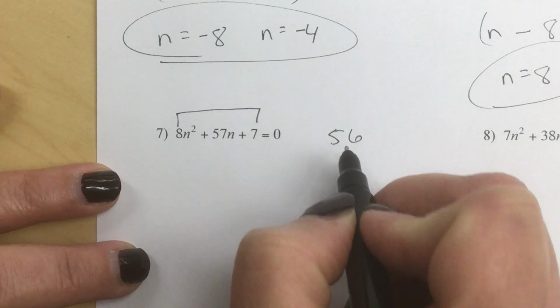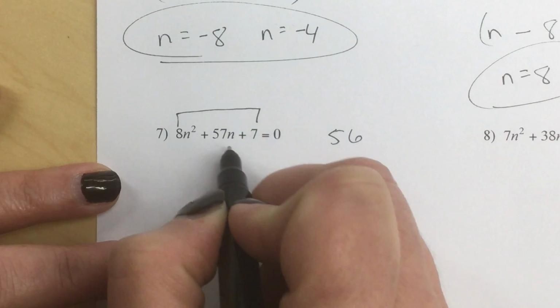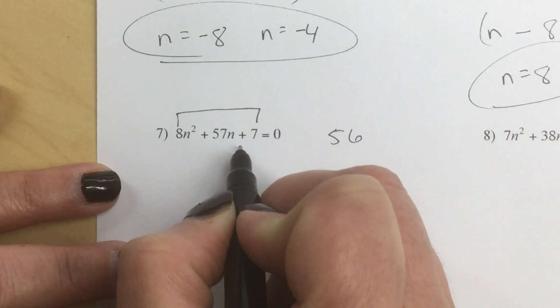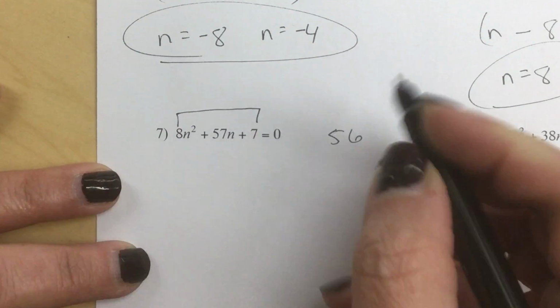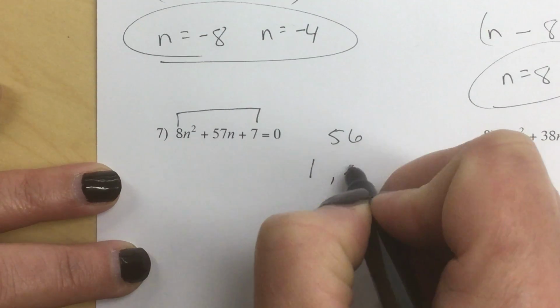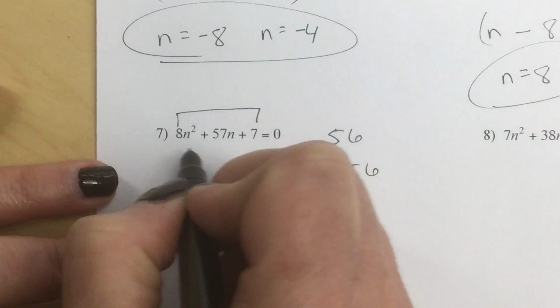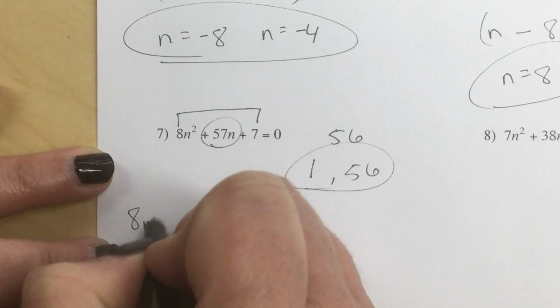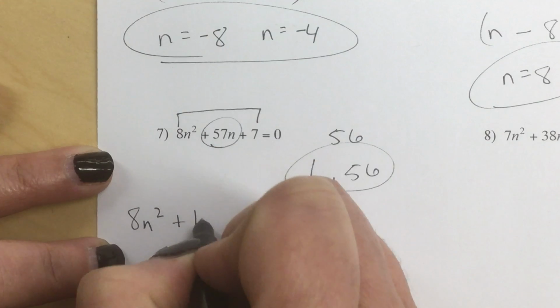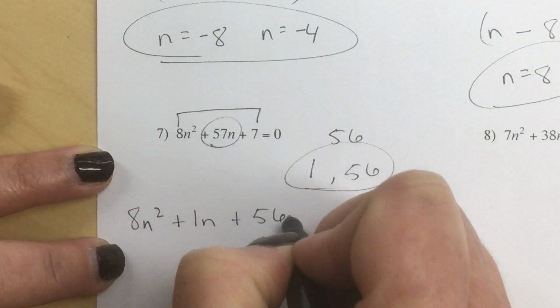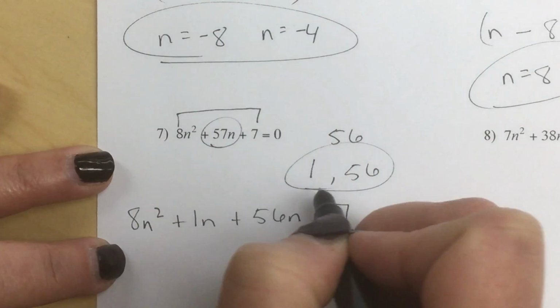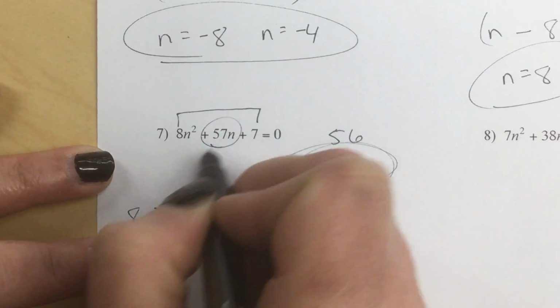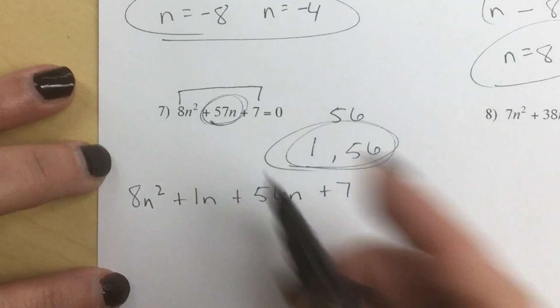Then you need numbers that multiply to this and add or subtract to the middle. In this case, it's add because it's plus. So if it's got to add to 57, that's got to be 1 times 56. So then this is going to get replaced with those things. So you have 8n squared plus 1n plus 56n plus 7. Again, those 2 things with an n on it replace the 57n.